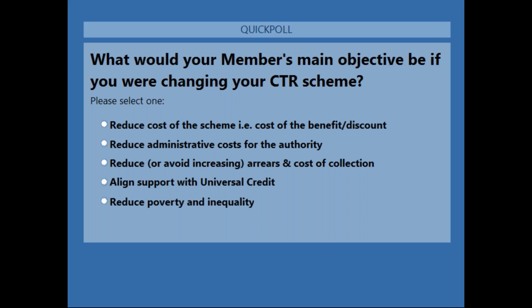Would they be most interested in reducing the admin costs for the authority? Would they like to reduce or avoid increasing arrears and costs to residents? Would they be looking at aligning support with universal credit, or would they be looking to reduce poverty and inequality?